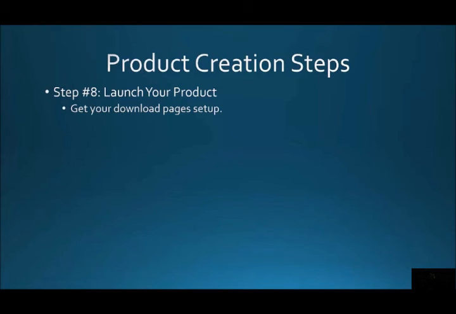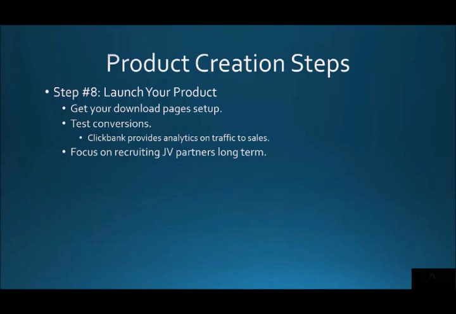Get your download pages set up so you can deliver the material. Test your conversions, kind of understand how your product's converting. ClickBank provides analytics on traffic to sales. So they'll give you some basic analytics, like this is how many hops, they call them, how many times people hopped through your link into your website. And then focus on recruiting JV partners for the long term. That's what you would do here in step number 8 after your product gets launched.